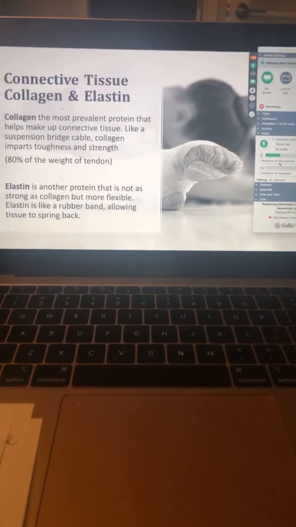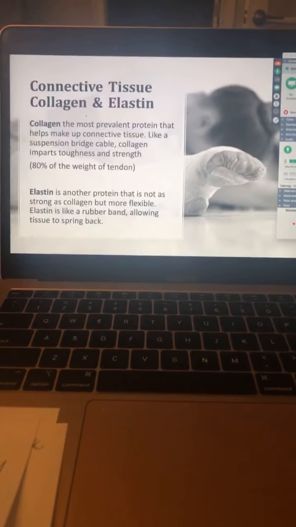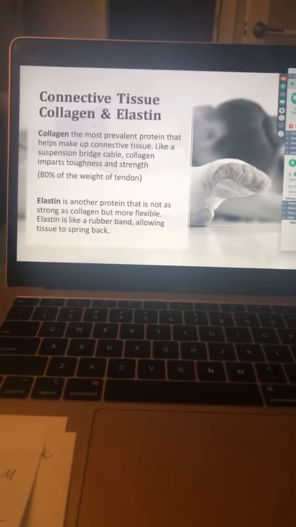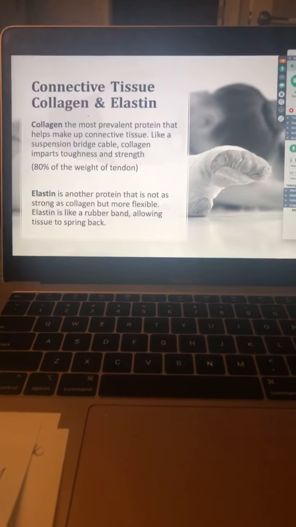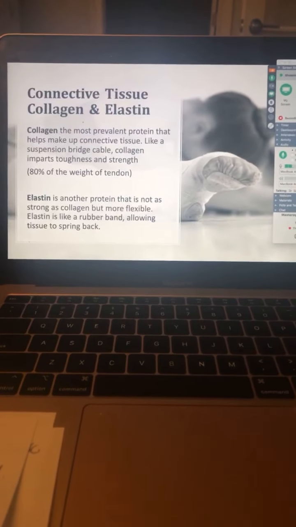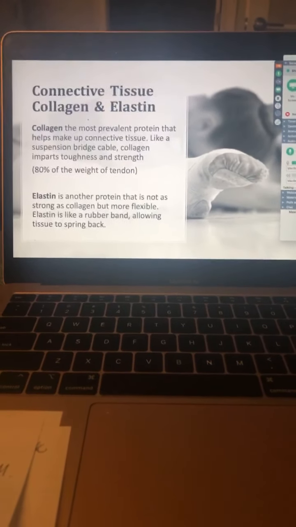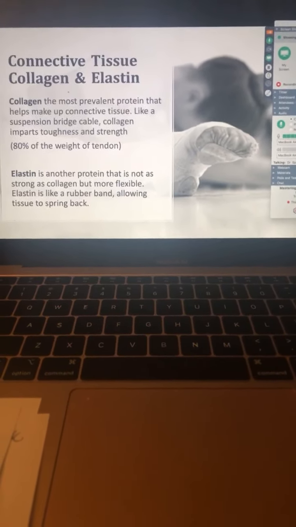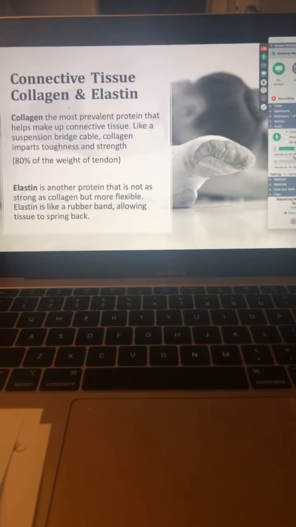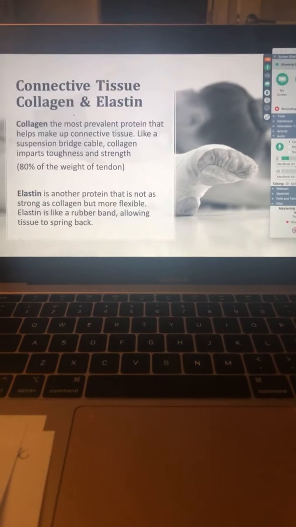Now, this is as opposed to elastin, which is another protein that you find in your connective tissue, in your tendons, etc. But it's not as strong as collagen. This is where you could find the rubber band element to our connective tissue. It allows it to spring back. And it's really a balance between both of these that allows you to move properly. So collagen and elastin. A majority of your connective tissue is made of collagen.